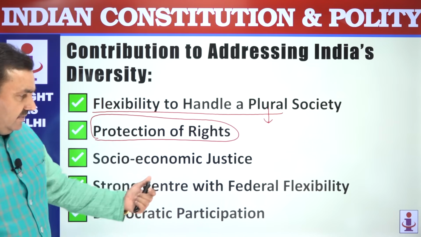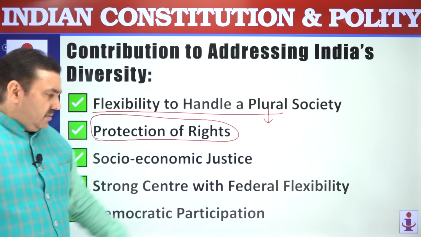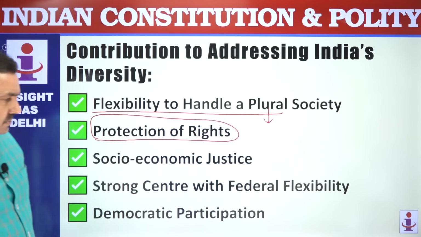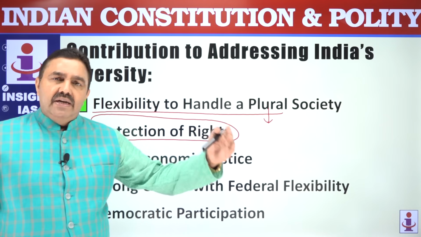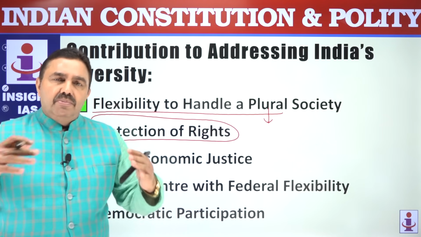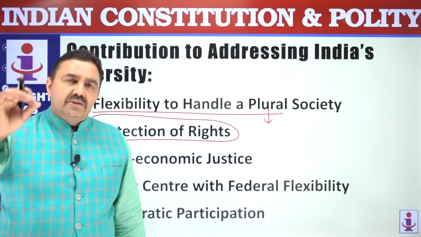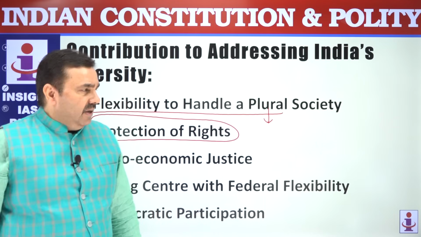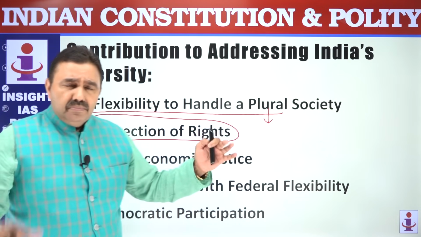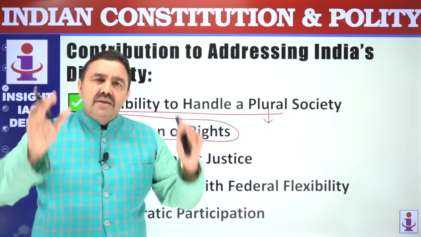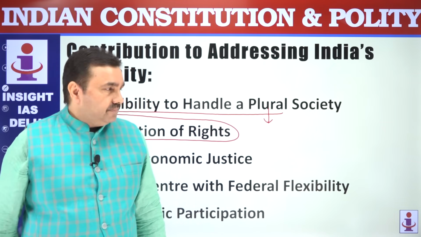Then we have a strong center with federal flexibility. Many elements have been adopted from Canada. Democratic participation: British conventions, Japanese conventions, concept of liberty, equality, fraternity. All these things have been incorporated to ensure that the Constitution fulfills the needs and requirements of different segments of the population. Without this borrowed wisdom, it would have been practically impossible to have such a phenomenally successful constitution that our makers could achieve.